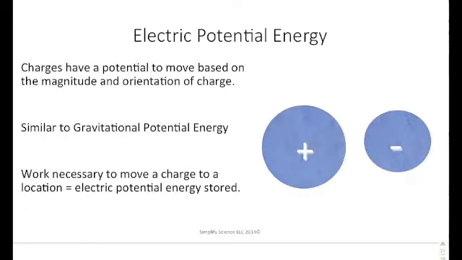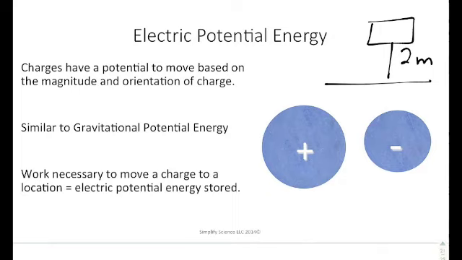Now, there is also something called electric potential energy, and that's the idea that charges will move based on the magnitude and orientation of their charge. So if I take a book and I hold it over the surface some height, like 2 meters above the ground, the book is said to have gravitational potential energy because it has the ability to fall when it's released.